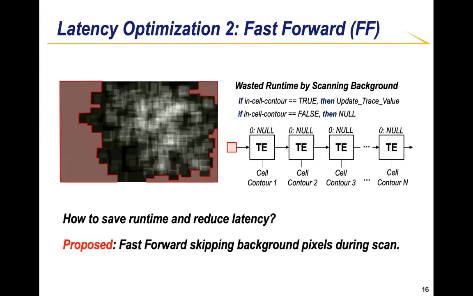The second latency optimization, we call it fast forward. As the name implies, it can speed up the regular scanning of pixels during the trace extraction. In fact, we found that a large part of the imaging has continuous background pixels. Feeding those background pixels into the tracing accelerator just keeps the accelerator idle and does not have any effect on the trace extraction results. By skipping this part, we can further reduce the latency.